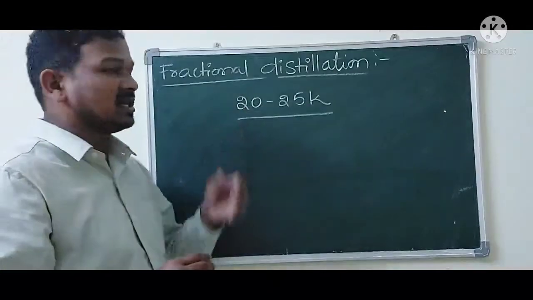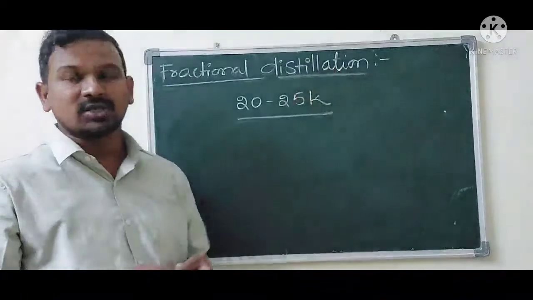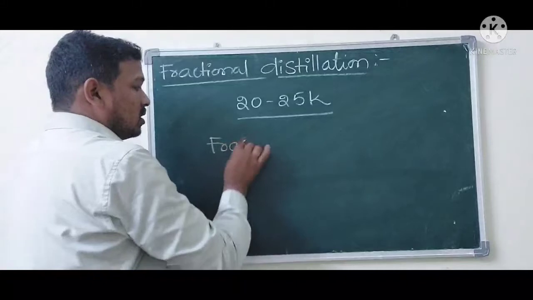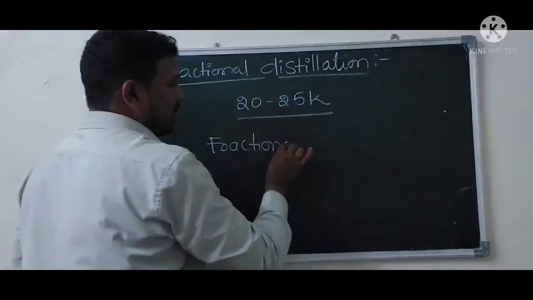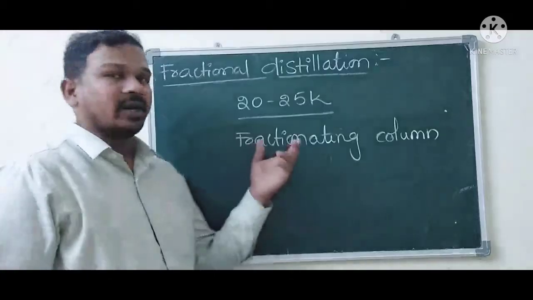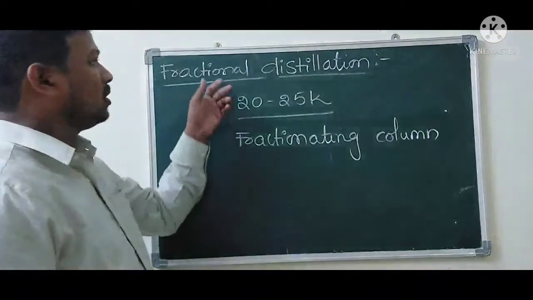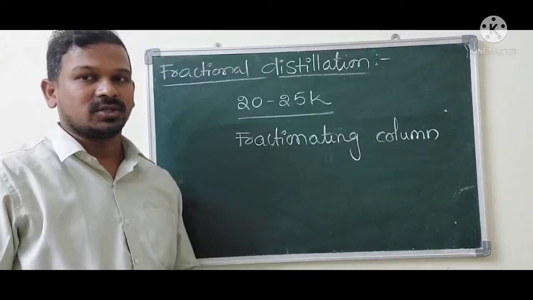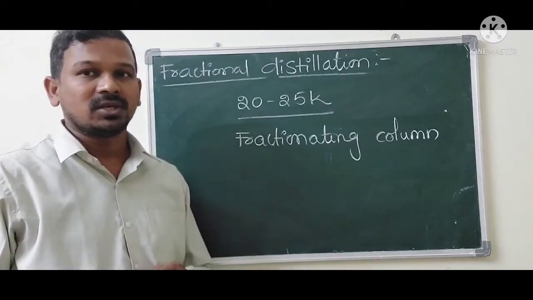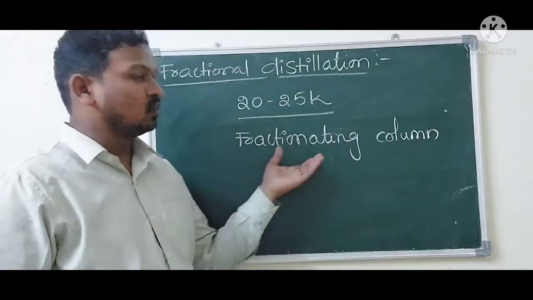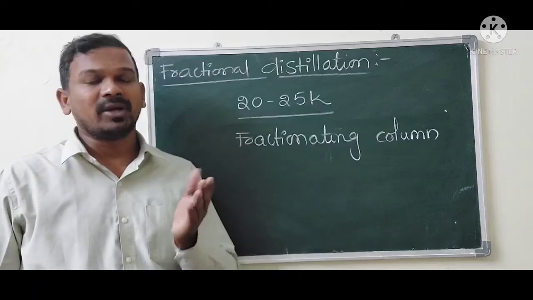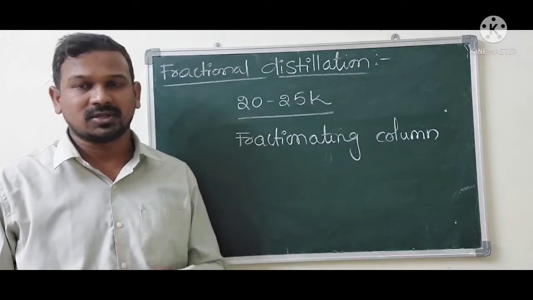Now, in this fractional distillation process, what is the fractionating column? The fractionating column plays a key role in the fractional distillation process. In this fractionating column, many chambers are present. It is widely used in many industries to separate the constituents or components from mixtures.